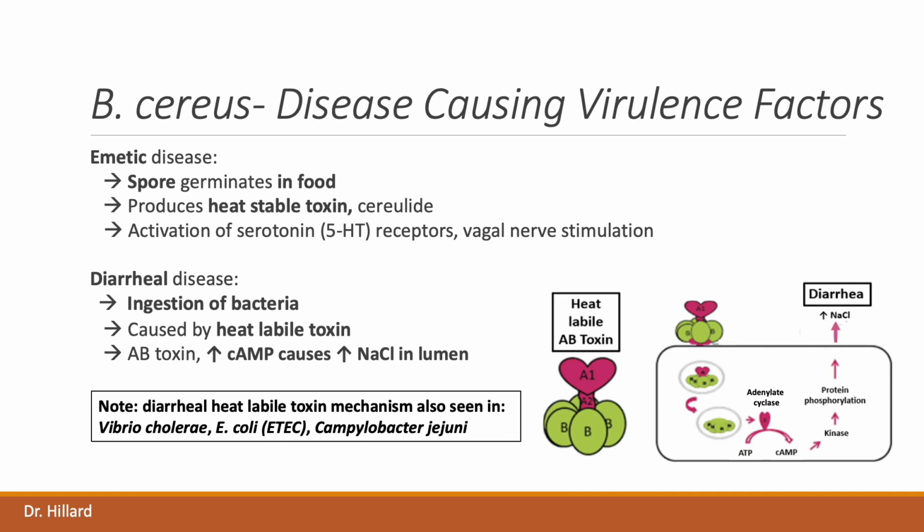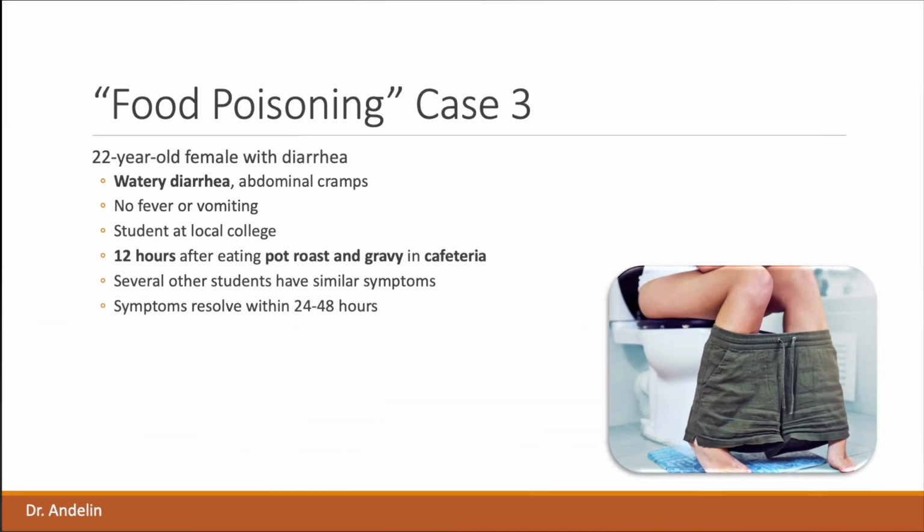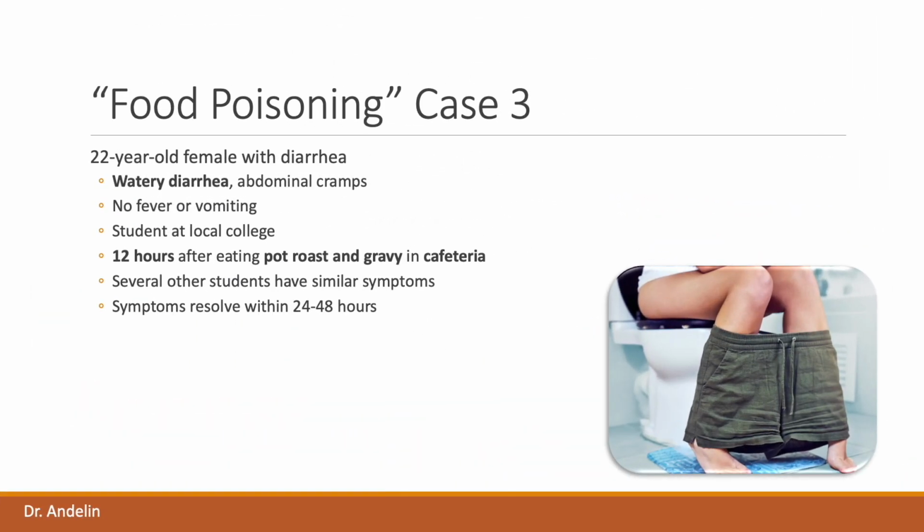In our last food poisoning scenario, we have a 22-year-old female college student who has watery diarrhea with abdominal cramps. She's not having any nausea or vomiting. Symptoms began about 12 hours after eating pot roast and gravy at the school cafeteria. She's heard that several other students that ate with her also have similar symptoms. Her symptoms resolve within about 24 to 48 hours. This is a case of Clostridium perfringens.